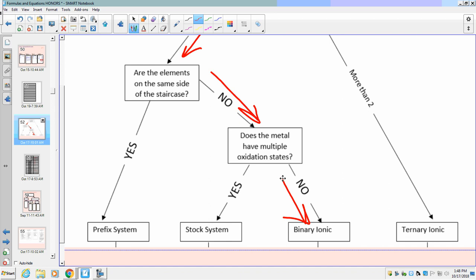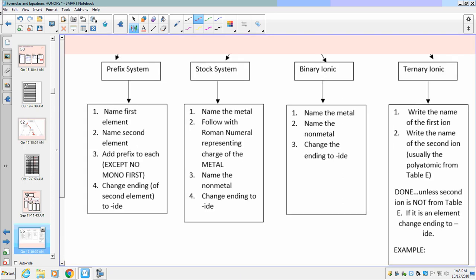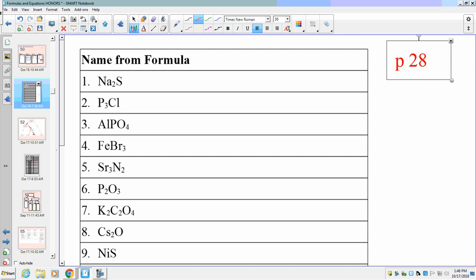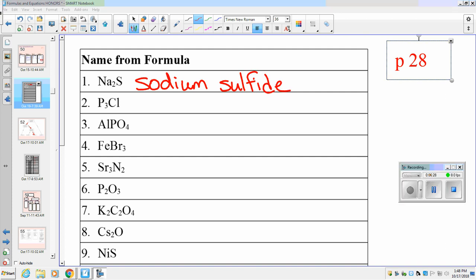I've also included on that sheet, if you go down a little bit further, the basic steps for each of these, but that just covers what we already covered in class before. So you should be able to follow this flow chart to get the hang of the separation of these compounds by their type. So we can name this simply sodium sulfide. I know I'm going to be changing my ending to -ide because it's something from the periodic table. I have no prefixes, no Roman numerals.